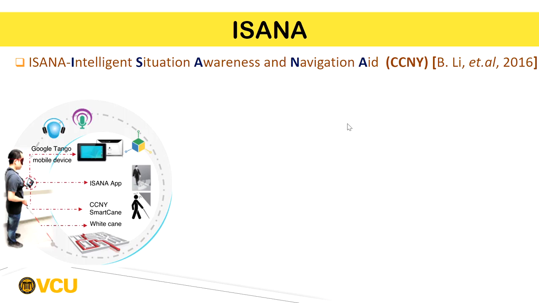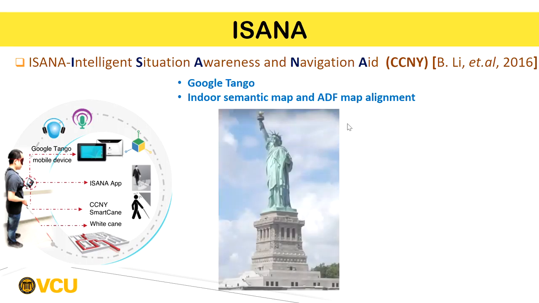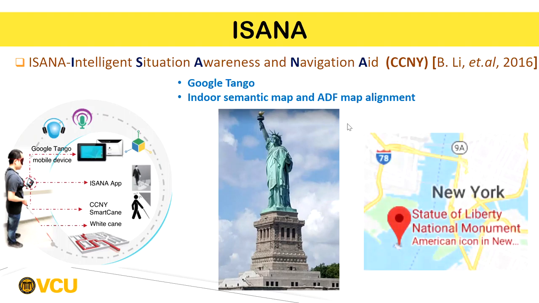And this one, Asana, represents an intelligent situation awareness and navigation aid. This was developed by CCNY, and they use the device called Google Tango to do all the localization functions. They also integrated a function called indoor semantic map and ADF map alignment. You do not have to know what that means. I will explain it to you. It's very simple.